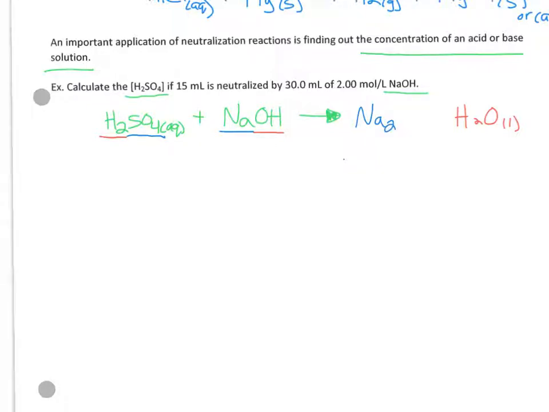giving us Na2SO4 aqueous, and our plus sign right here. So just remember that a neutralization reaction is also a double displacement reaction. So your cations switch places, if that helps you. Okay, so now that you have your balanced chemical equation, you need to start with your givens.